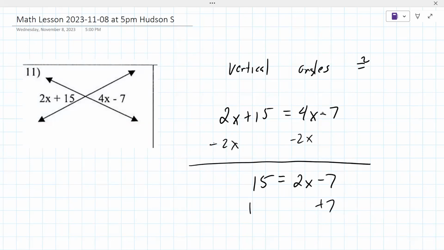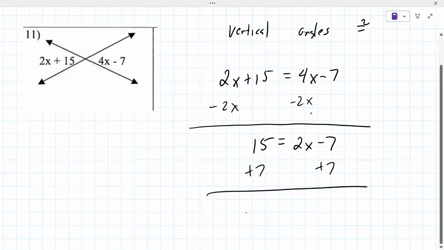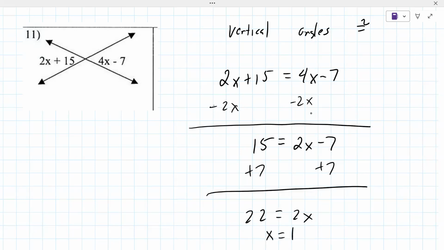So now you're going to add 7 to both sides. Okay. So that's 22 equals 2x. Go ahead and finish it from there, please. Well, 11. X is 11. Now the other thing you might be asked to do is to put that angle measure back in. So could you put it into one equation or the other?